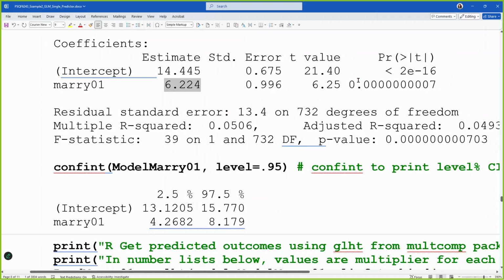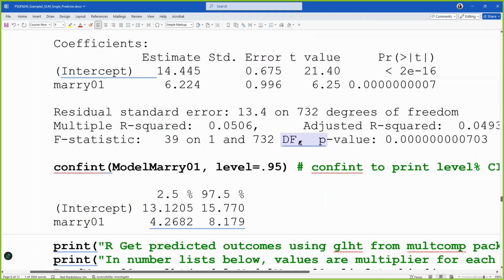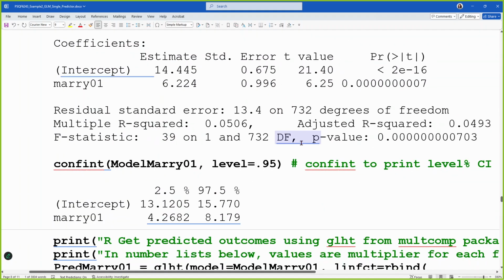The fact that this slope is significant to many decimal places indicates that this variance of 180 is significantly less than this variance of 190, meaning we did a good job. We explained something.